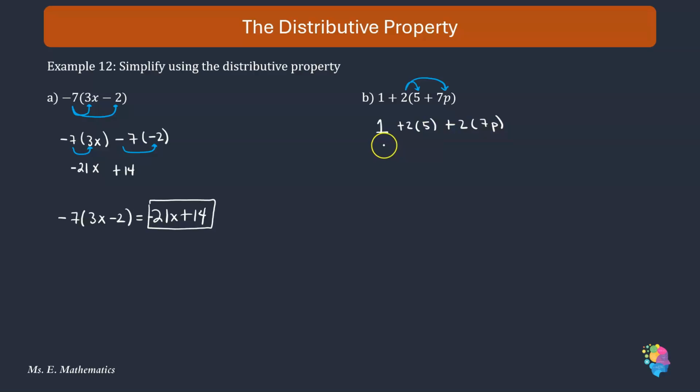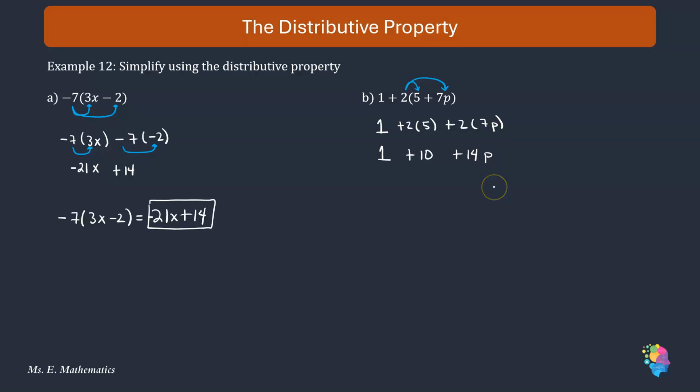Working from left to right, we have some multiplications and addition, but each of these is a different term, so I can just bring this one down, concentrate on the multiplication, so 2 times 5 will be 10, and on this multiplication, remember we multiply 2 times 7, that will be positive 14, and bring down the variable.